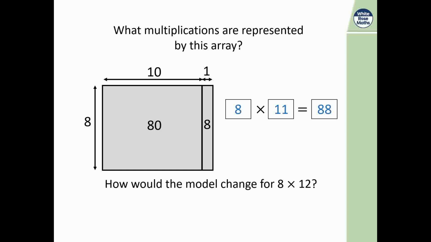How would the model change for 8 times 12? Okay, so we added 1 along here. How about for 8 times 12?